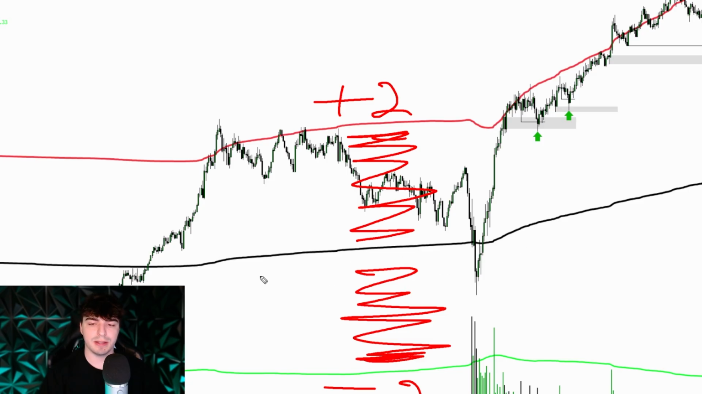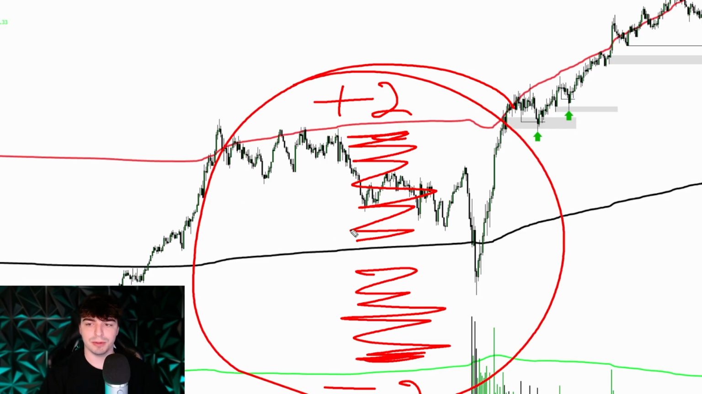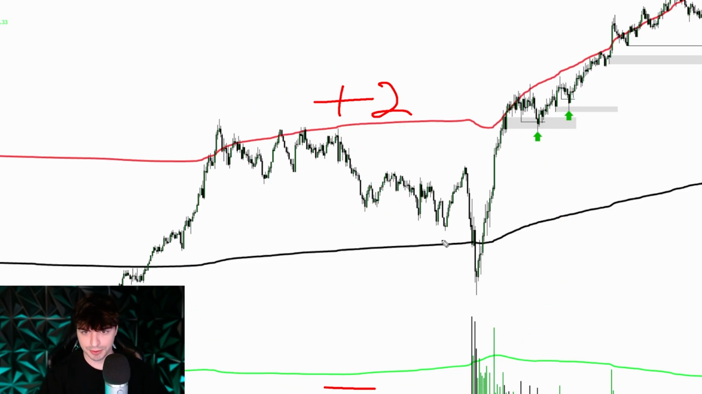This is the easiest way that I've found to continuously trade with the strength and the trend and not really have to worry about counting higher highs, higher lows, and all that stuff. Makes it very simple. And we're going to keep taking a look at some more examples.